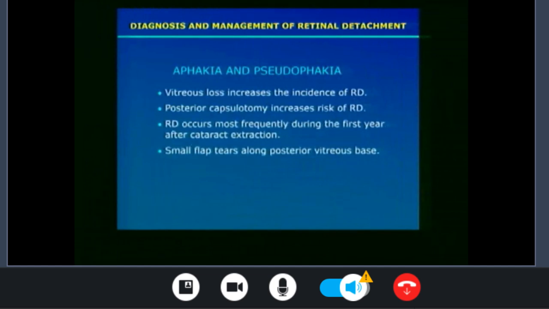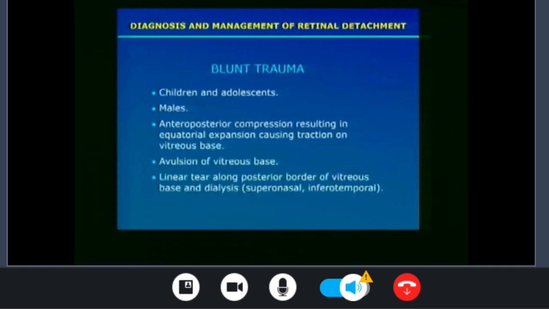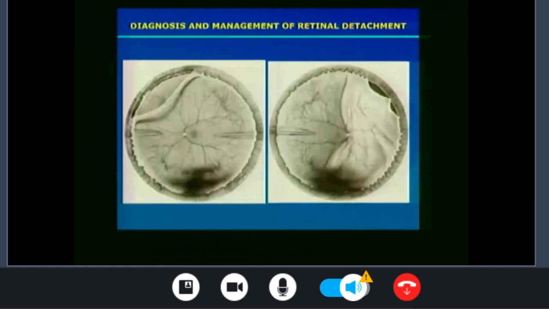Again, that's why I always say that you should not do capsulotomy unless it is really necessary, because YAG capsulotomy increases the risk of retinal detachment. Blunt trauma increases the risk of detachment. This is usually a cause of detachment in young people, and it is associated with avulsion of the vitreous base, and you can have a dialysis.